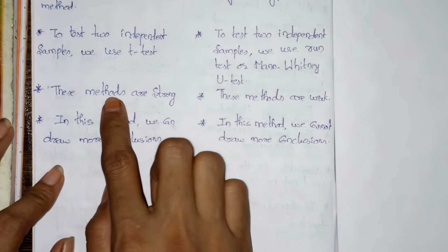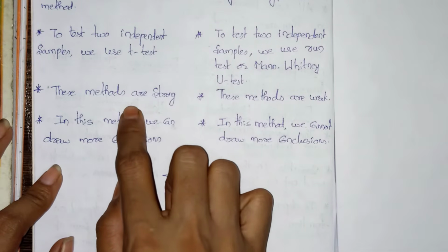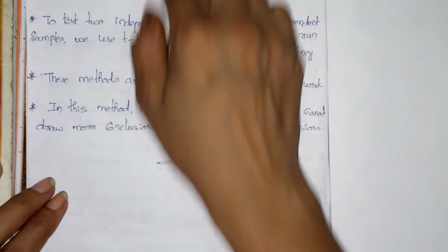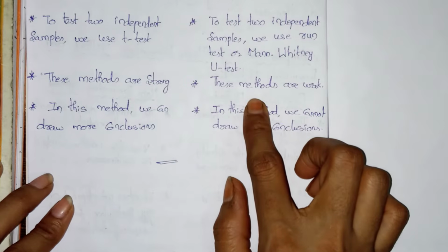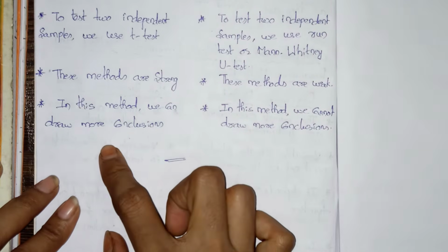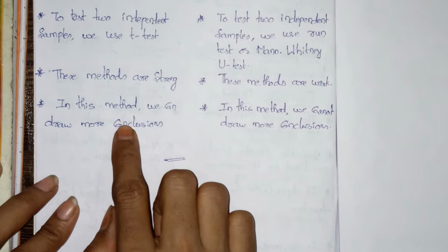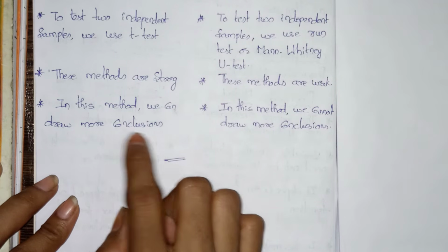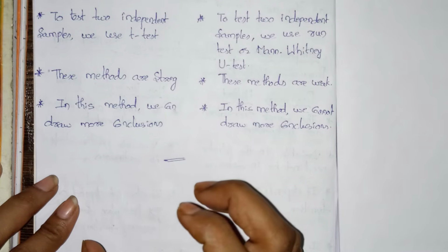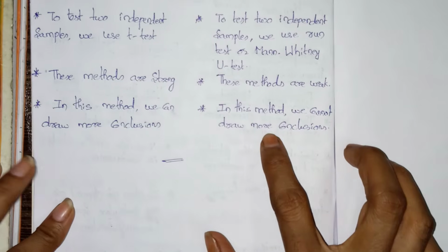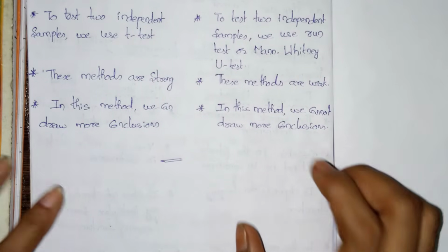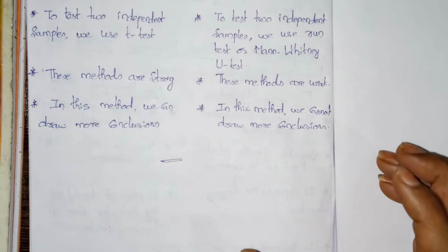Next one, these methods are strong. So parametric methods are strong, but non-parametric methods are weak. And the last point is, in this method we can draw more conclusions. So we can write more conclusions, we can conclude many conclusions, but in non-parametric we cannot draw more conclusions. So we can't conclude more.